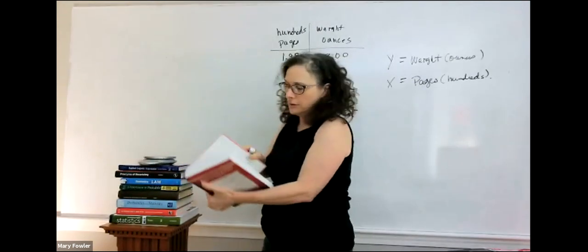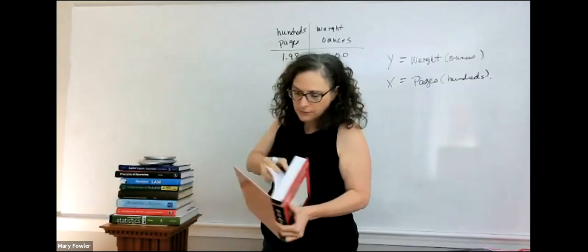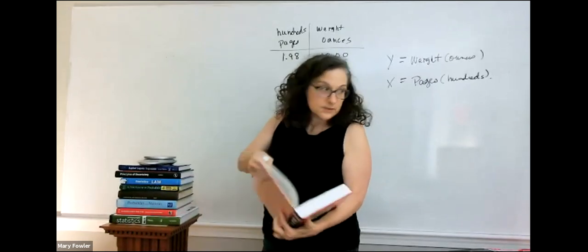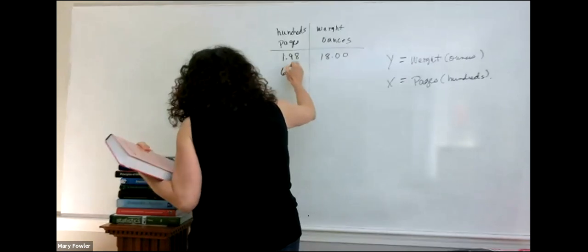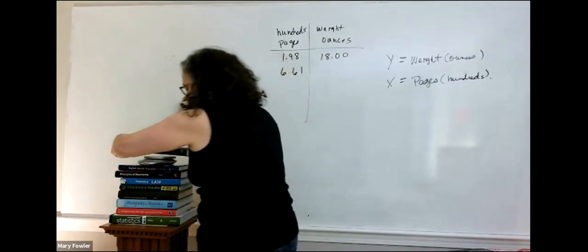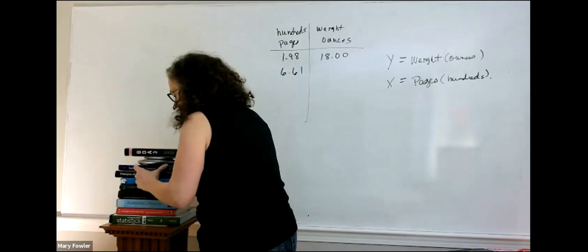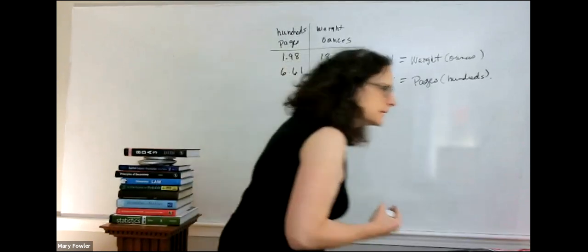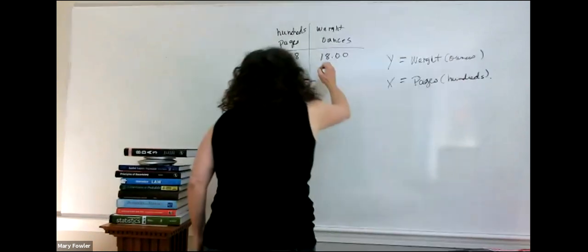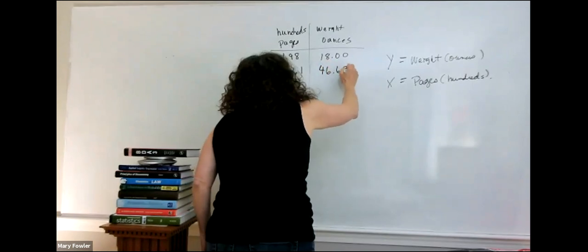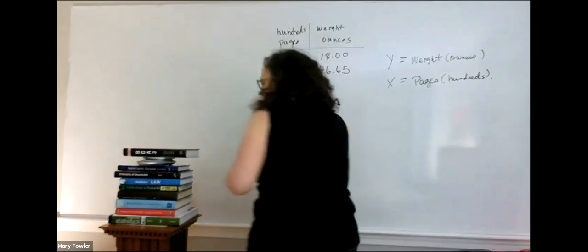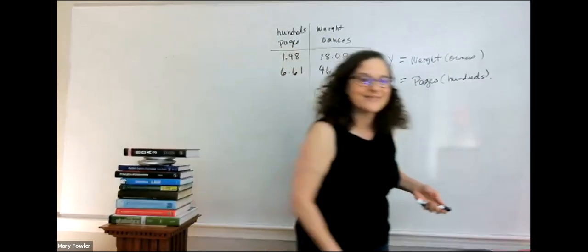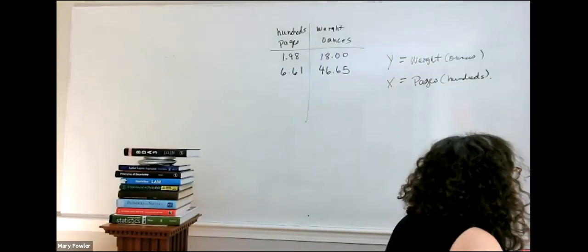Okay, and we can go ahead and choose another book here. This is 661 pages, so 6.61 hundreds of pages. And we get 46.65 ounces. All right, so I'm going to follow through with all 10 of these and pause while I do that so you don't have to wait. And I'll meet you back in just a moment.